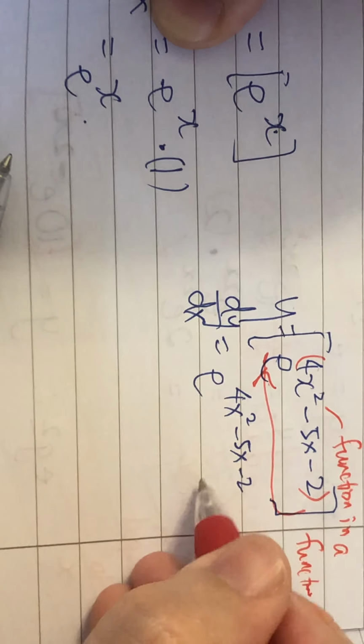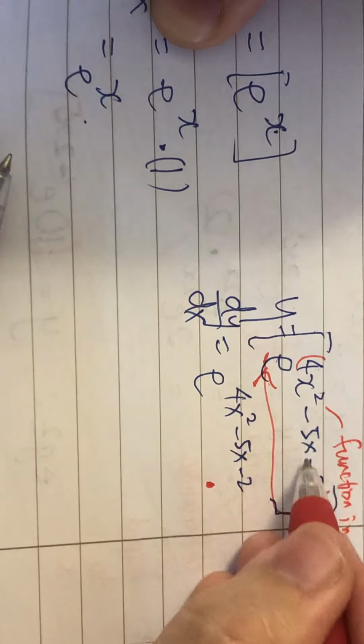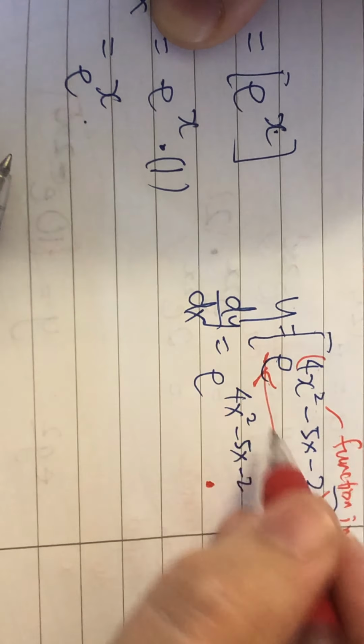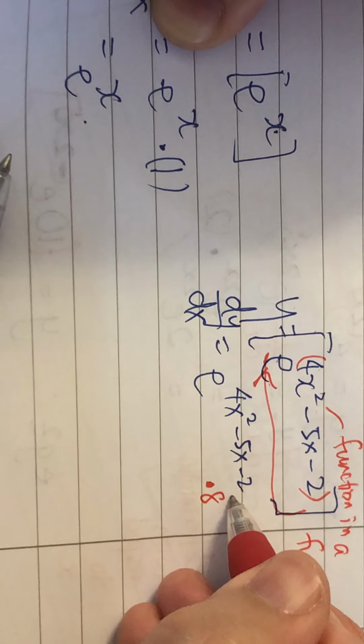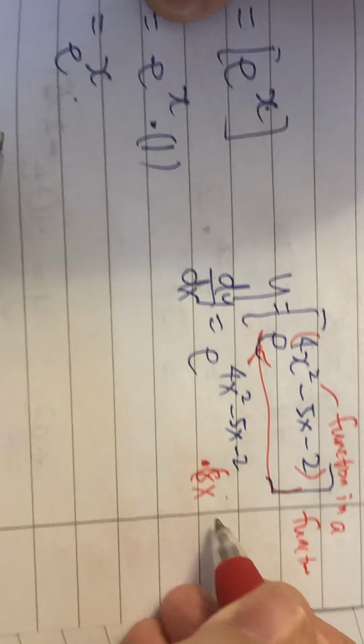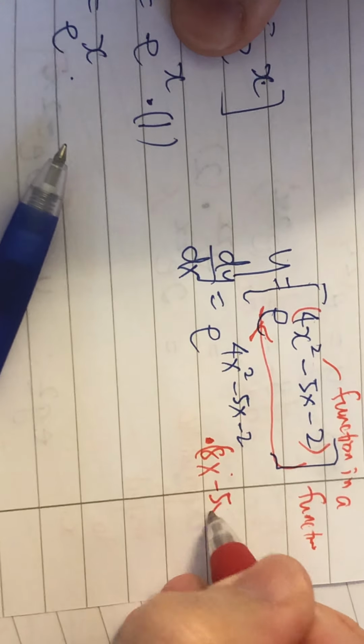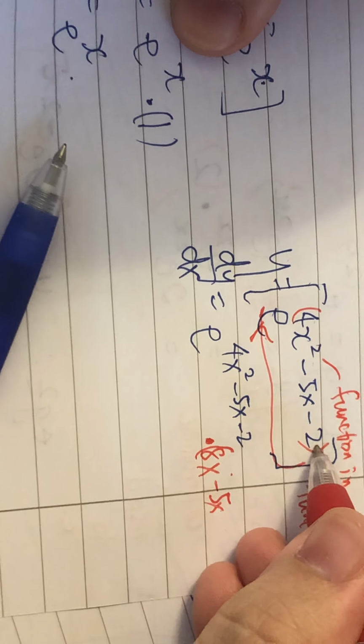Okay, so now I have to differentiate the inside of that function. The durian shell I attacked already, right? Now I attack the fruit. Very easy. 8x. Hey, you must put the bracket. You don't put the bracket there already. 8x minus 5x. Then 2.